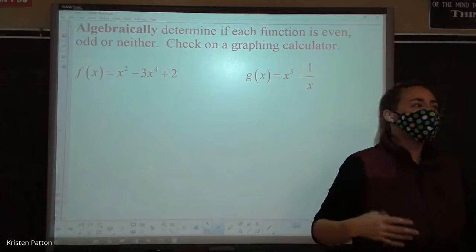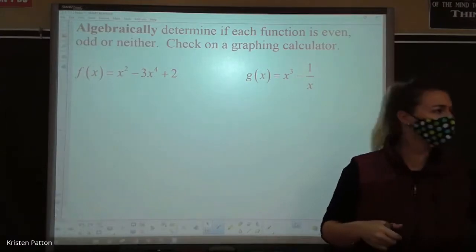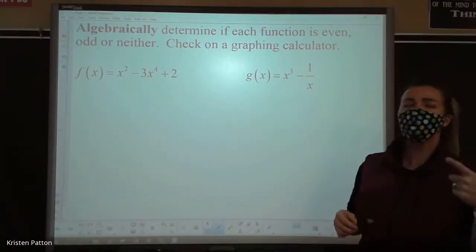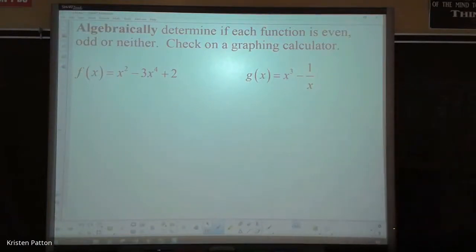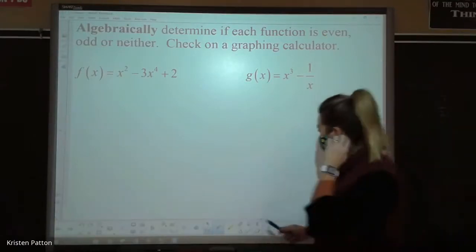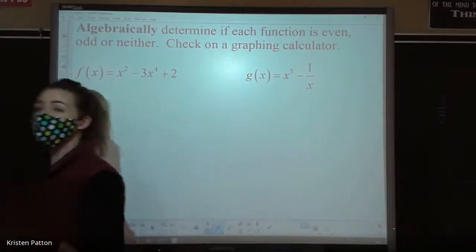Algebraically, so we're not going to graph it. We're not going to get a calculator out. We're going to look at algebraically determining if a function is even or odd. We're going to use the two statements we just wrote down in those gray boxes. Okay, and we can check it. I don't think we'll have time today, but we can check it on a calculator on Monday.